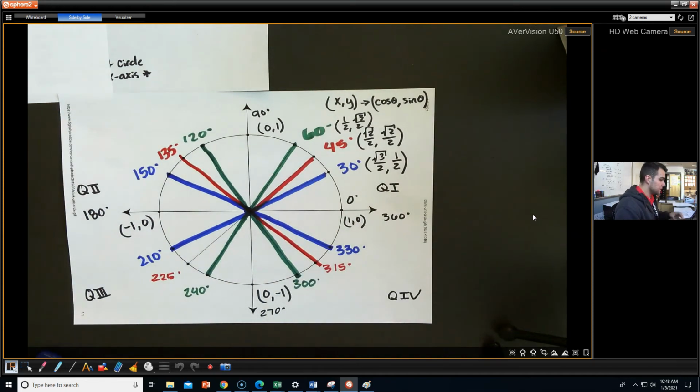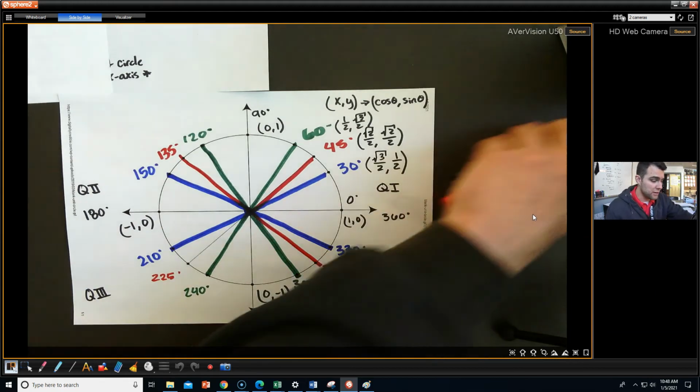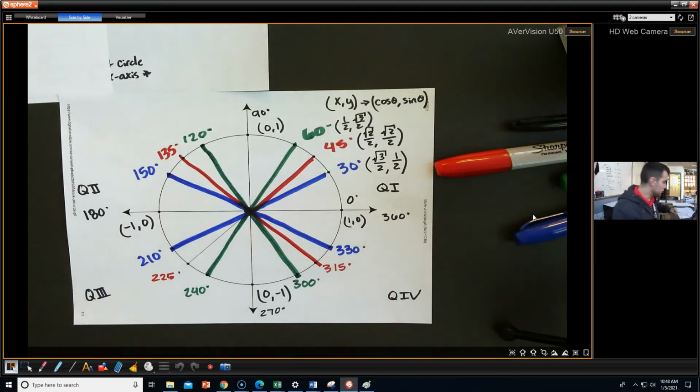We're going to get a nice little rough definition of what a reference angle is. Finally put all these colors away, man. It's just a minefield out here of markers, man. My hands are getting all dirty out here.